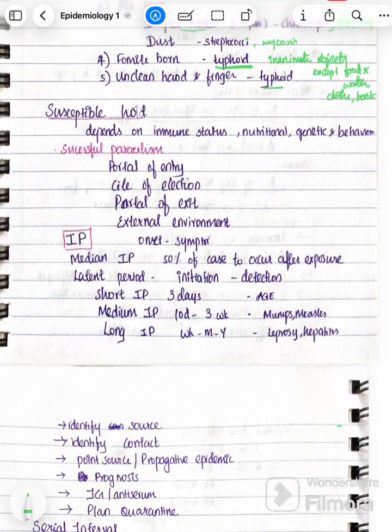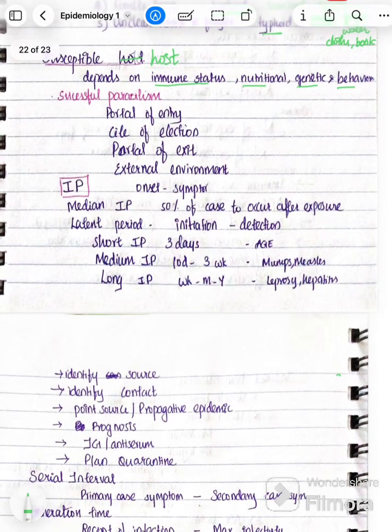Typhoid again. So the next link in the chain of transmission is the susceptible host. Susceptibility depends upon the immune status of the host, or the nutritional, genetic or behavioral status of the host. What is successful parasitism? The infectious agent should find a portal of entry in the susceptible host and a site of election. They should find a good place for multiplication, and then a portal of exit to enter the other organism, and they should be able to live in the environment for some time until they reach the other host.